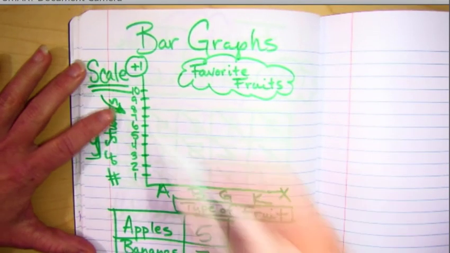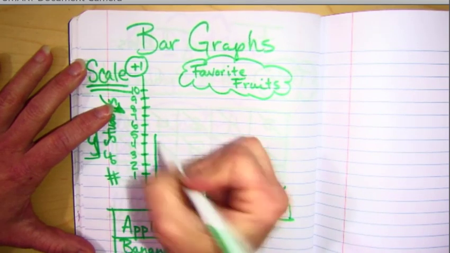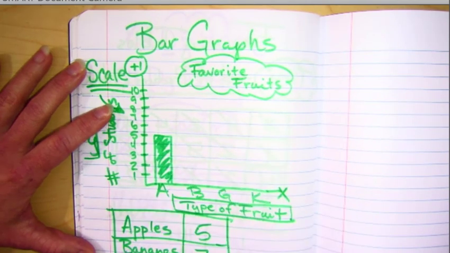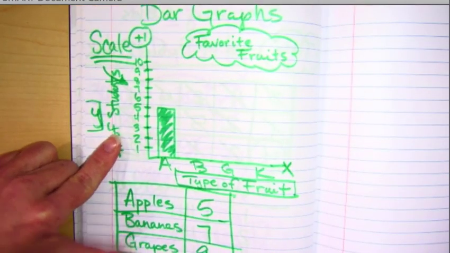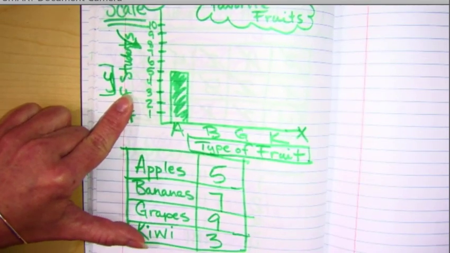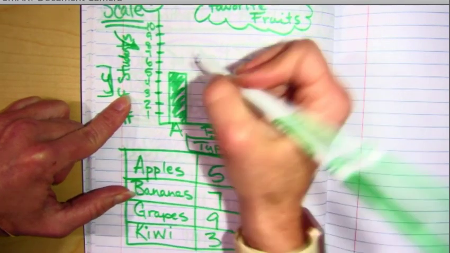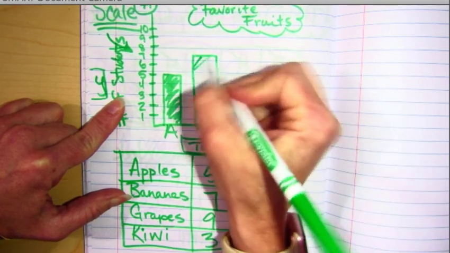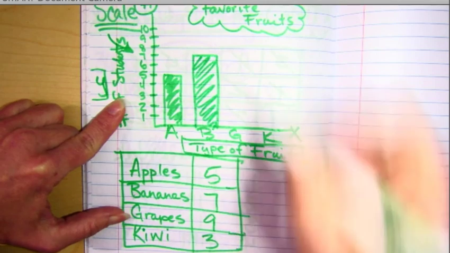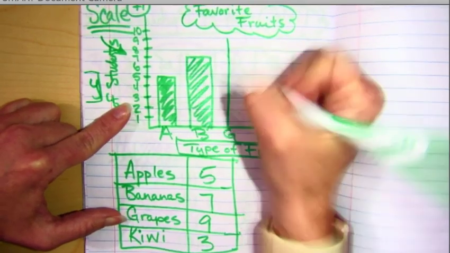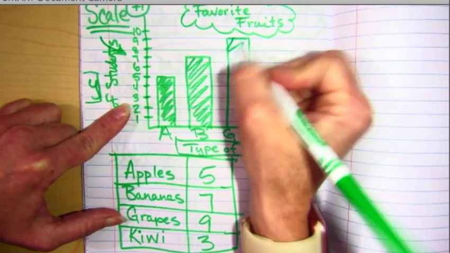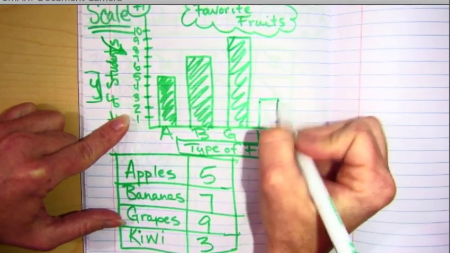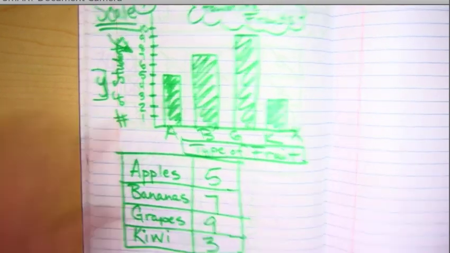And then I'm just drawing some bars. I will tell you right now, some 5th graders stick all the bars together so they're touching. That's called a histogram. Don't do that. It's a different type of graph. So I'm going to go up to the 5 for apples. I'm going to go up to the 7 for bananas, leaving room in between my bars. I'm going to go all the way up to 9 because grapes are a favorite. And then kiwis, we're going to stay at 3.